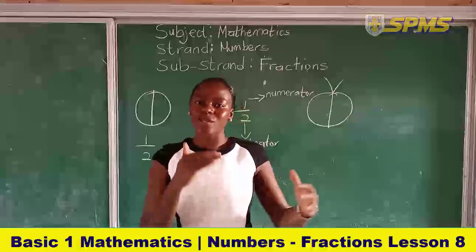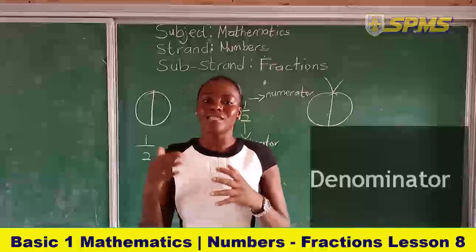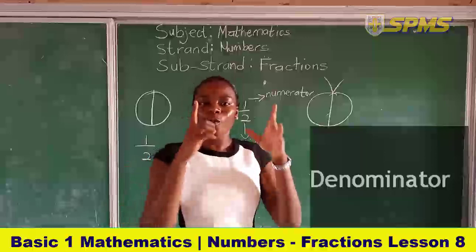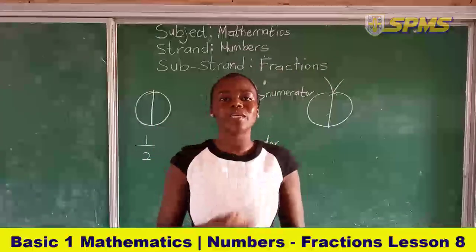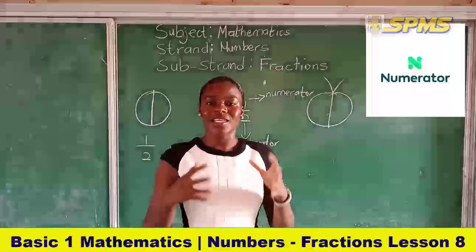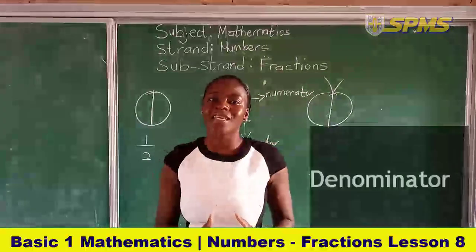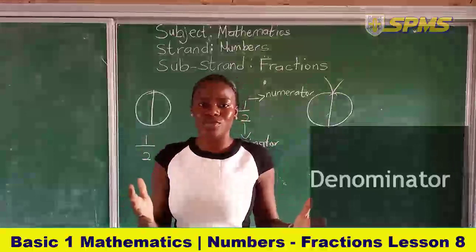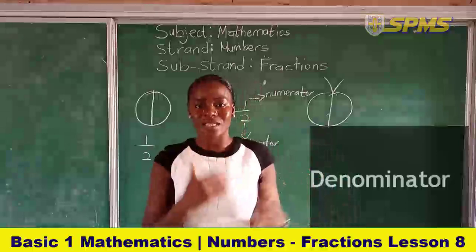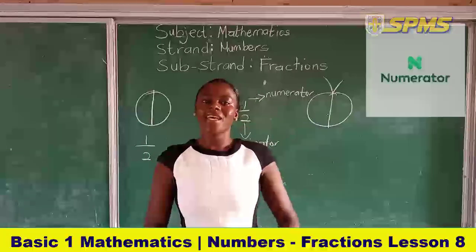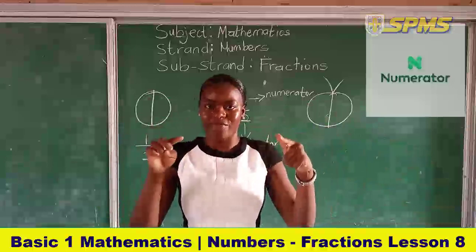Good. And we said the 2, that is the bottom number, we call it denominator. Then the one on top, the top number, we call it numerator. The denominator shows or indicates the parts it has been divided into. So if it has been divided into 2, the denominator will tell us that. Then the numerator tells us the whole we have.